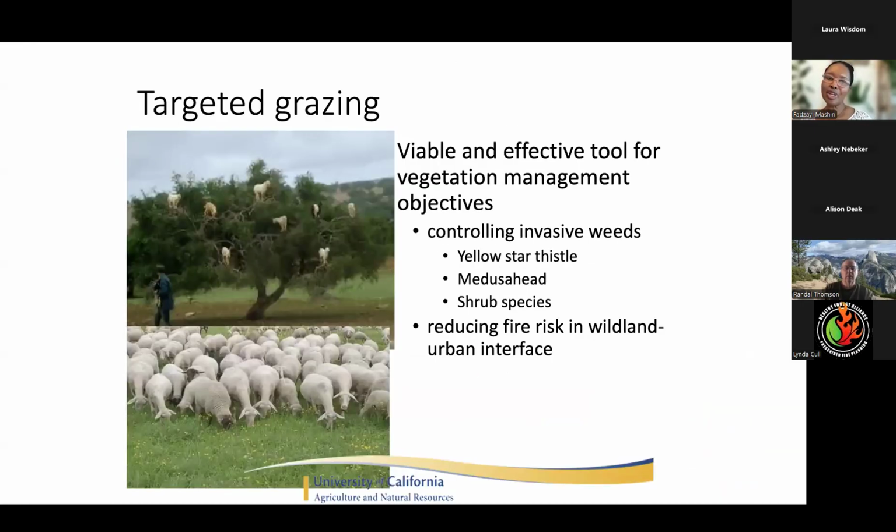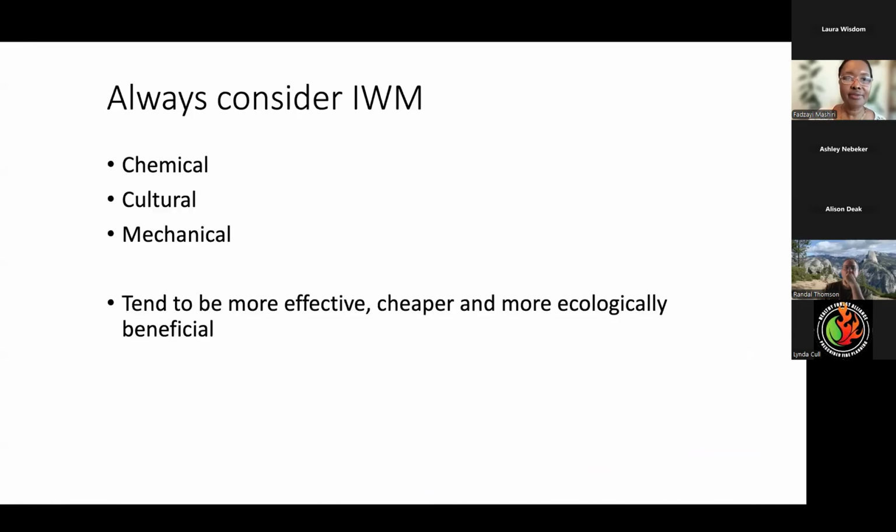This is just a follow-up demonstration of what I was talking about, really thinking about goats grazing and browsing in more woody species, also doing well on yellow star thistle and medusa head, and being very good at potentially using goats for fire risk reduction in the wildland urban interface.